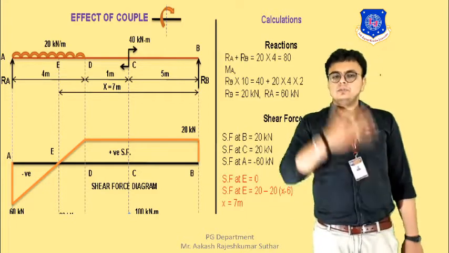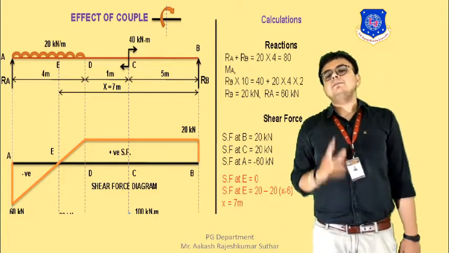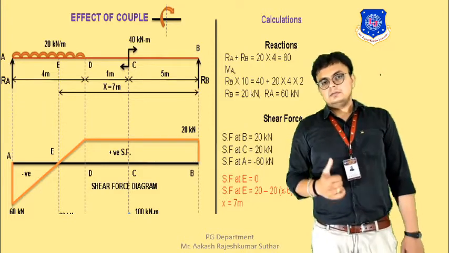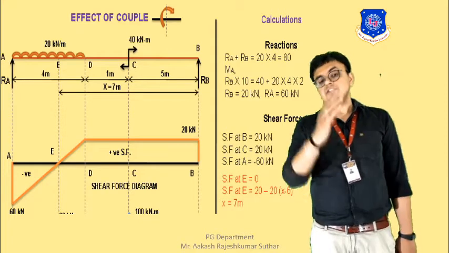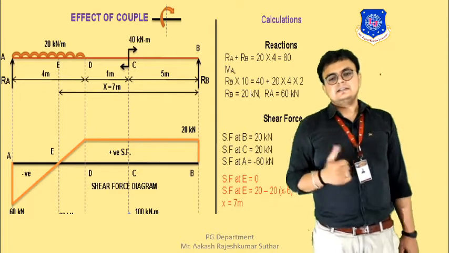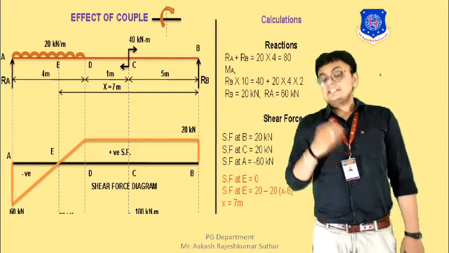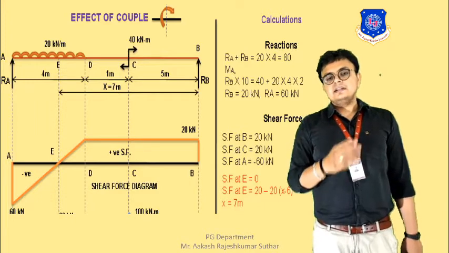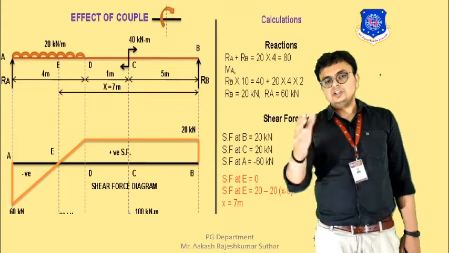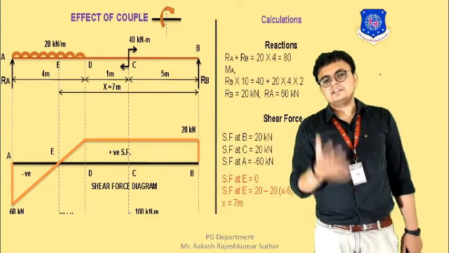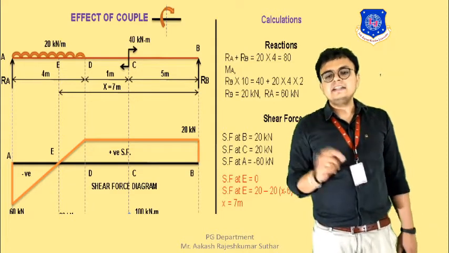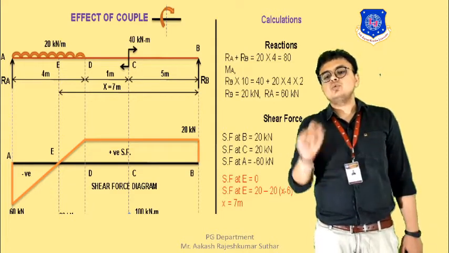In between, moving from D to A, there will be a point in which the shear force will be changing its sign. So let's see what is that distance. So basically it will be a distance x, okay, from the D side. So shear force at E will be equal to 0. So it will be equal to 20 minus 20 into x 0.6.